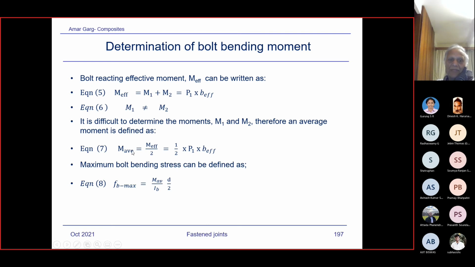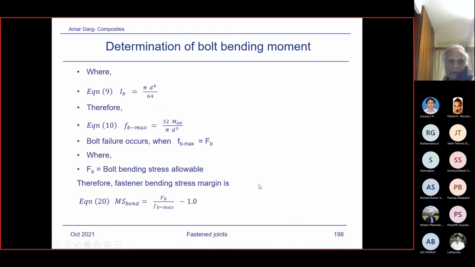So once you have got this M average on the bolt, you can write down the maximum stress for the bolt for the given moment. Okay, now IB, that is the moment of inertia for the bolt, simple equation. So FB max is this one. So bolt failure occurs when FB max is equal to allowable bending stress. Therefore, fastener bending stress margin is this.